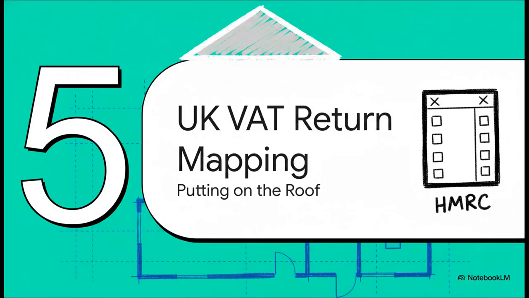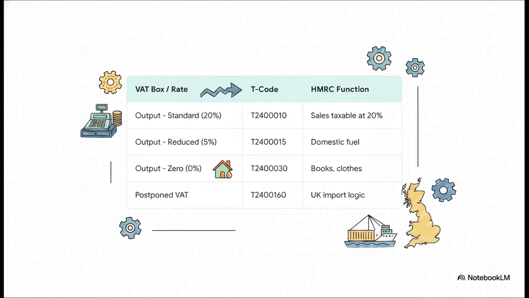And finally, Section 5, UK VAT return mapping. Putting on the roof. Okay, anyone who has ever had to file a VAT return knows the sheer pain of manually calculating which transactions go into which statutory box. It's a headache. But here, the software's T-codes are meticulously hardwired to match the exact boxes on your UK VAT return. It natively separates the standard 20% rate from the reduced 5% rate for things like domestic fuel, and the 0% rate for books or children's clothes.